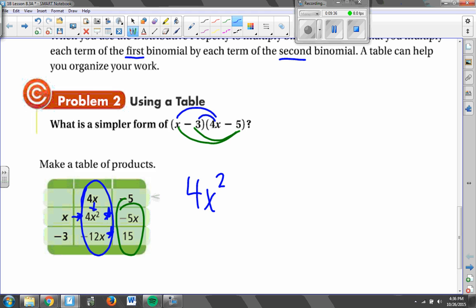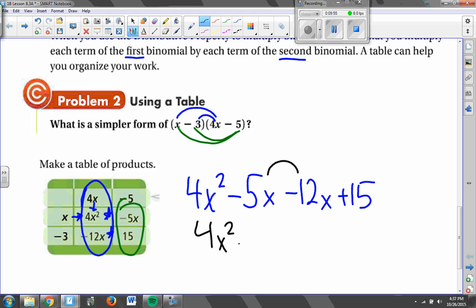4x squared minus 5x minus 12x plus 15. And then once again, we can combine those two terms in the middle here. So 4x squared minus 17x plus 15. So that's using a table of values. If that helps you look at it visually and see what you're multiplying, go for it. You can use that method.